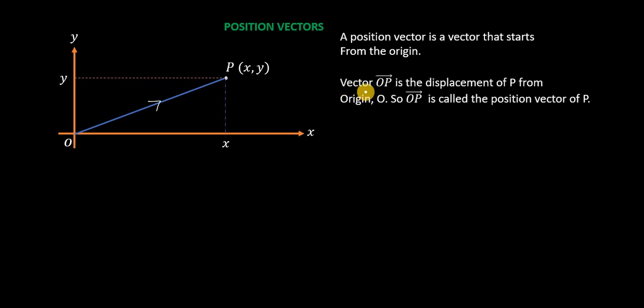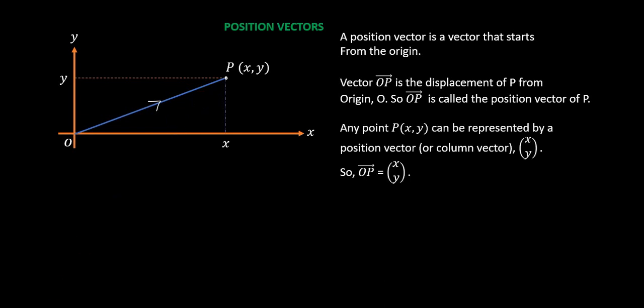Now, vector OP, or position vector OP, is the displacement of P from the origin. So vector OP is the position vector of P. So in other words, I'll go over that again. Position vector OP is called the position vector of P. And why is that now?